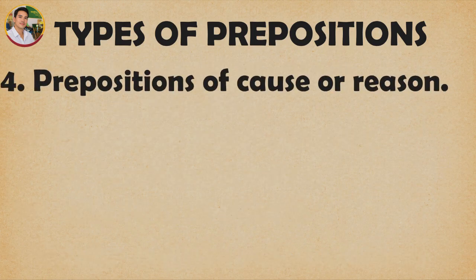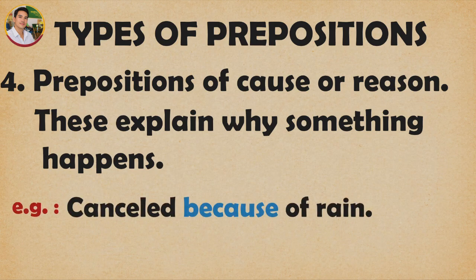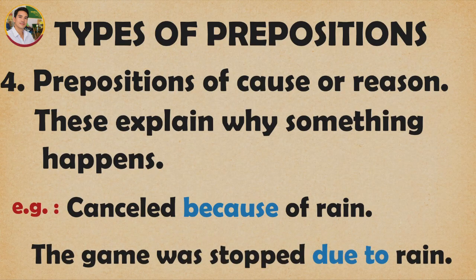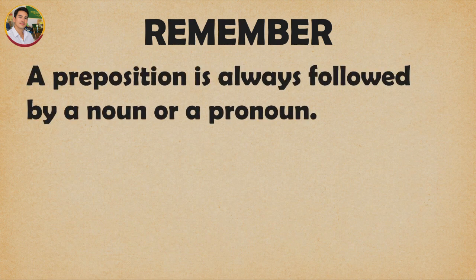Next, prepositions of cause or reason. This explains why something happens. For example, the match was cancelled because of rain, or the game was stopped due to rain. This helps us give reasons clearly. Okay, everyone? Now, this is an important point for you.